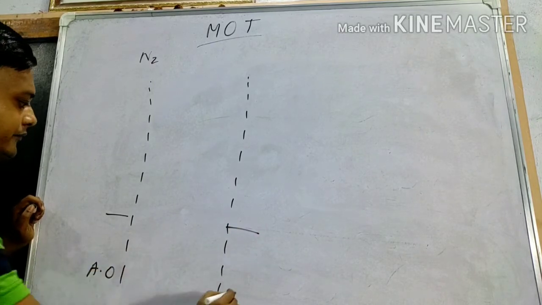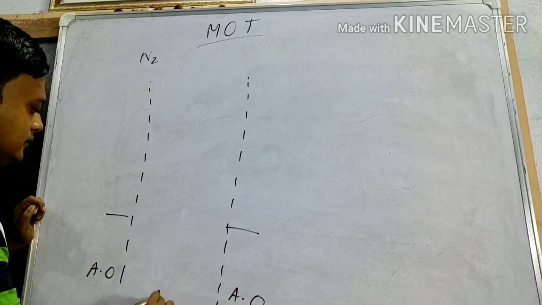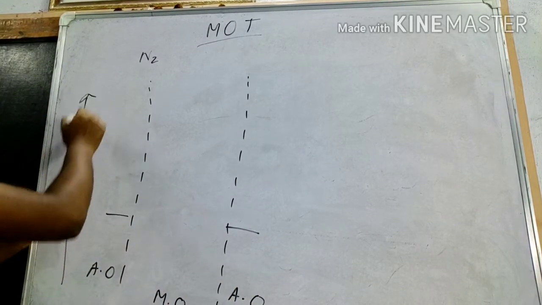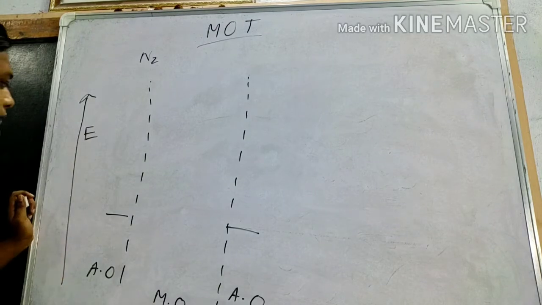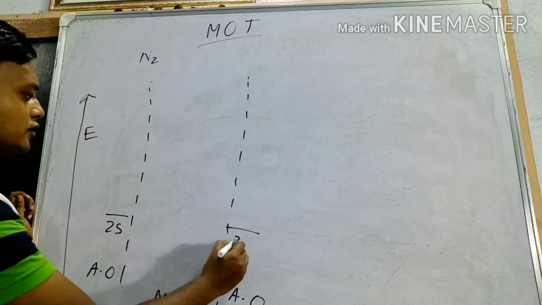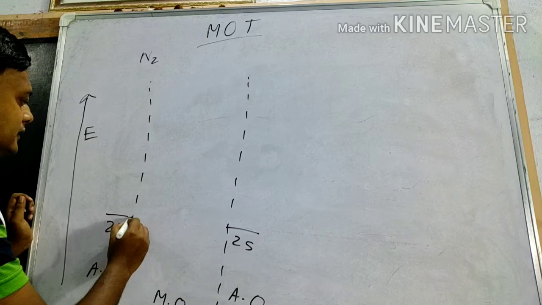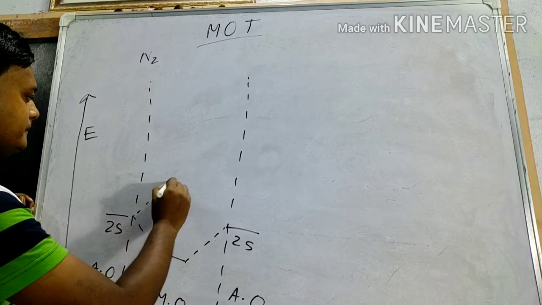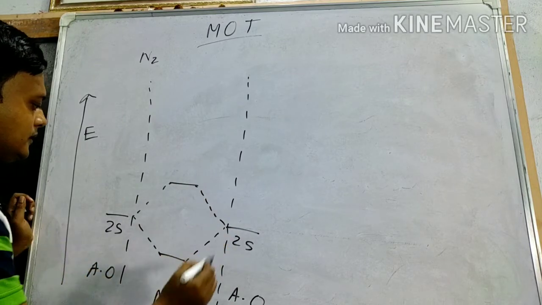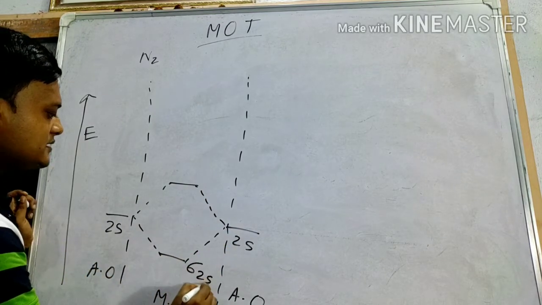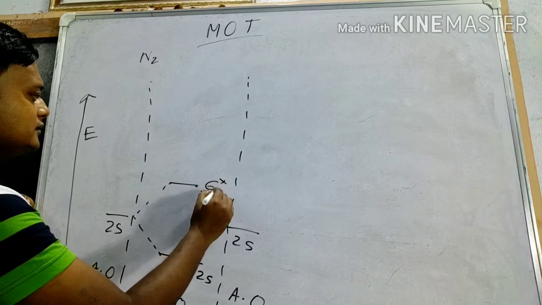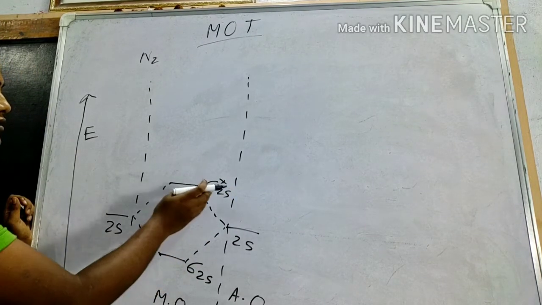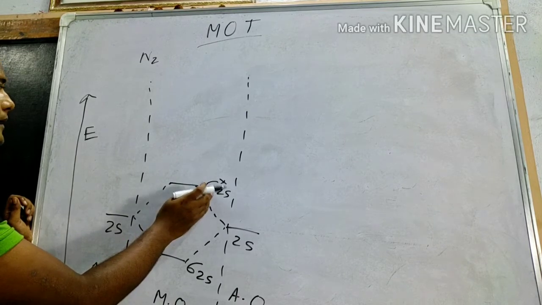Atomic orbital, molecular orbital, and this one is the energy order. Two 2s orbitals combine to form sigma 2s and sigma star 2s. That one is a bonding orbital, and this one is an anti-bonding orbital.